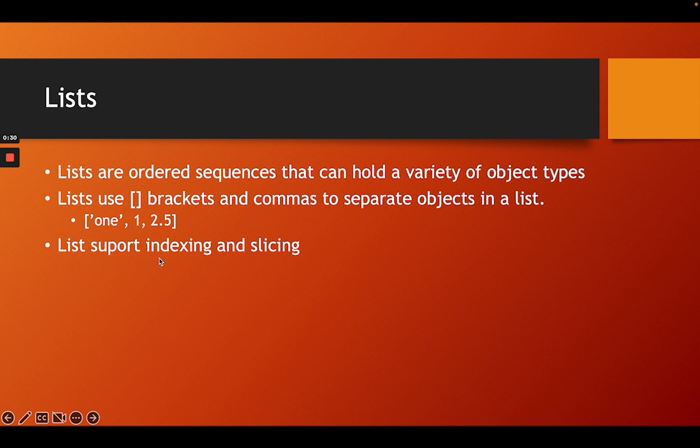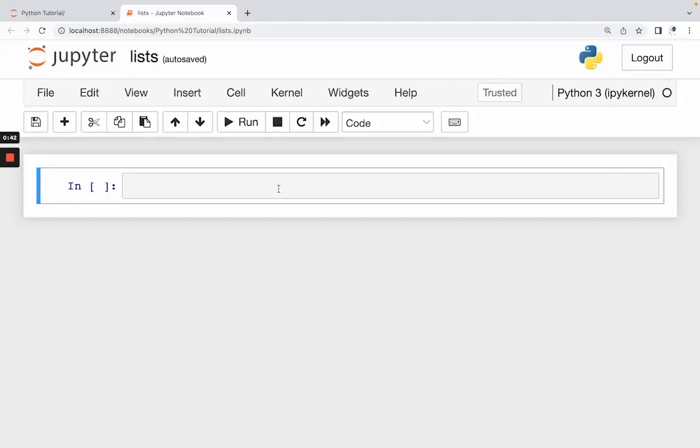So lists support indexing and slicing. And they also support comprehension, which means that lists can be nested. So I will get into Jupyter Notebook in order to discuss more on this. Now we can see that I already saved it with list.